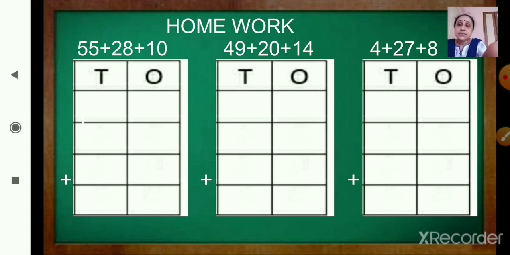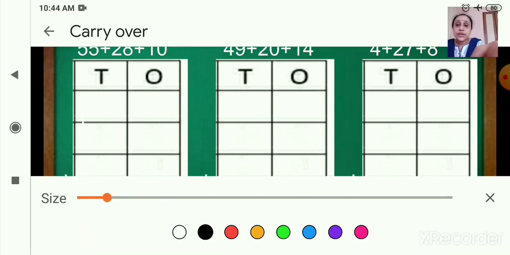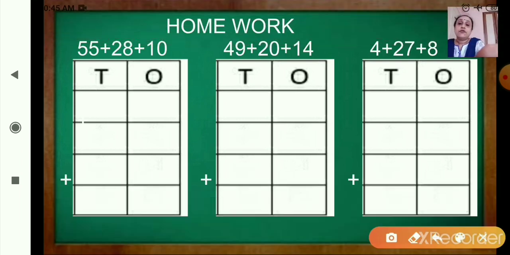Now see the third sum, children. The first one is 55 plus 28 plus 10. Okay. Then 49 plus 20 plus 14. And the third one, you have to add which numbers? 4 plus 27 plus 8. So how will you write?